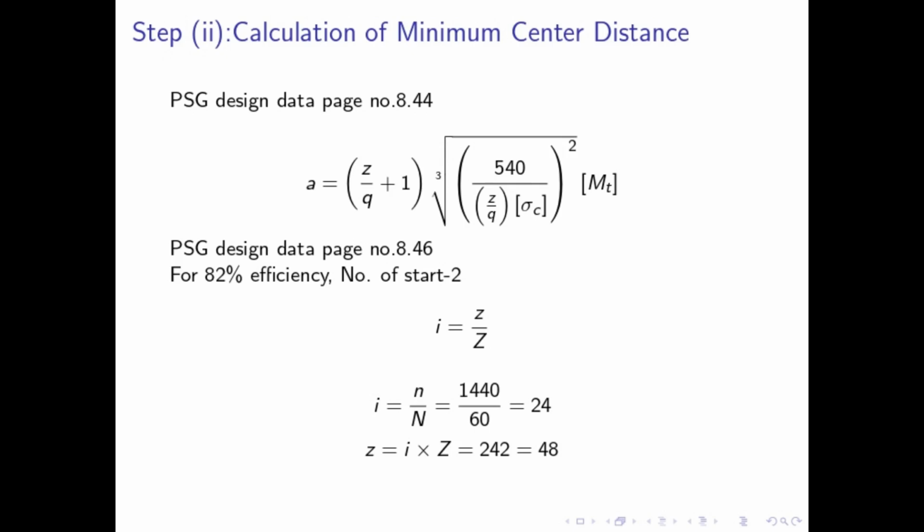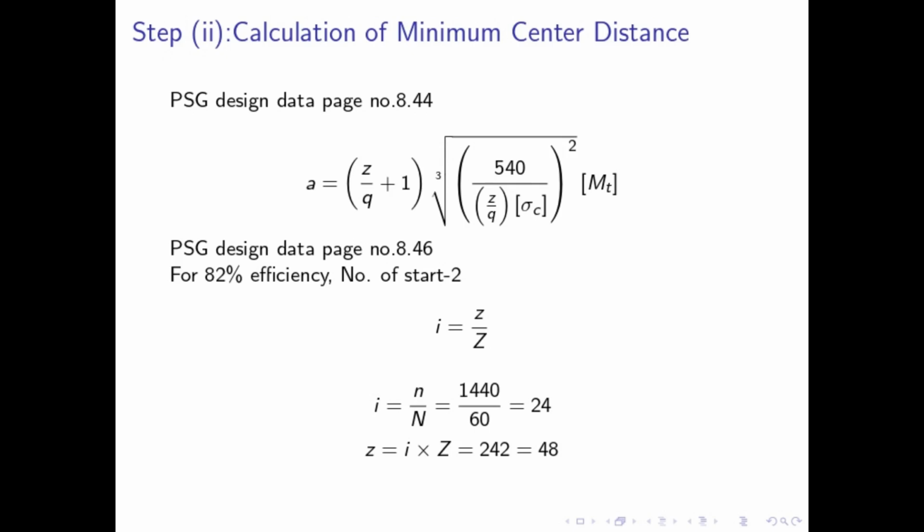On page number 8.46, you can see a formula i equal to small z by capital Z. And small z is number of teeth on worm wheel. That is not being given in the problem. And capital Z is number of starts. So number of starts we are taking as 2 based on the efficiency given at the bottom of page number 8.46. For the efficiency of 82%, number of starts will be equal to 2. So capital Z equal to 2.